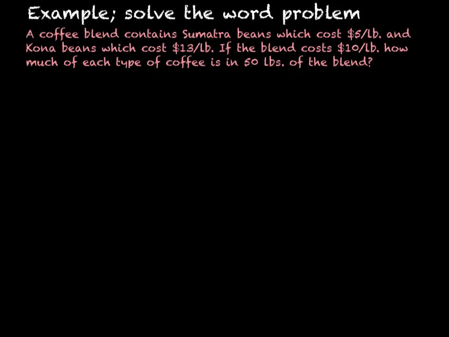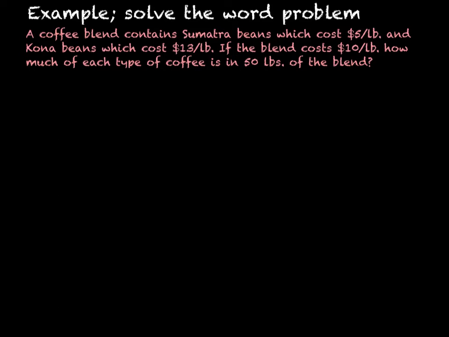In this next example, we have a coffee blend that contains Sumatra beans, which cost $5 per pound, and Kona beans, which cost $13 per pound. If the blend costs $10 per pound, how much of each type of coffee is in 50 pounds of the blend? Okay, so this is a very similar question to the one we just had.